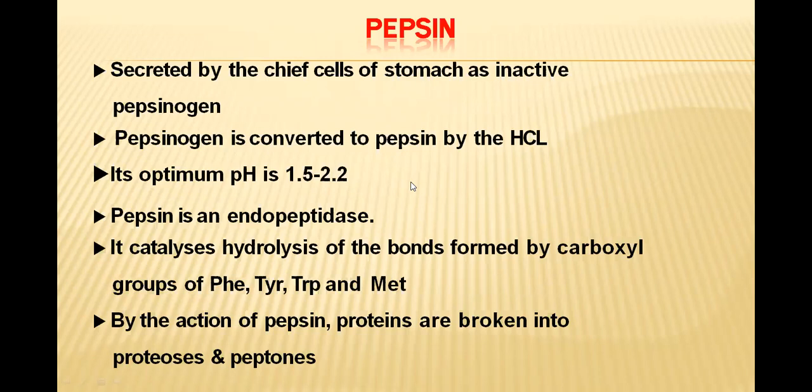So in order to digest the proteins completely, the individual amino acids that were used in the formation of that particular protein have to be separated. When all the individual amino acids are separated, then only protein digestion will be completed. But with the activity of pepsin, what is happening? Proteins are not completely digested. They are only partially digested. So the partially digested proteins are called proteases and peptones.